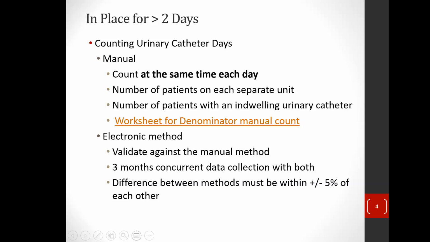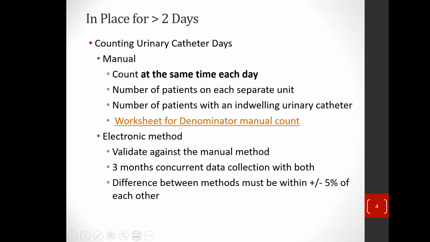If you do it electronically, you need to validate it for 3 months to make sure that your electronic method is actually capturing all your urinary catheter days. And you need to do that for at least 3 months. If you find the difference between your manual method and your electronic method is within 5% of each other, then you can go forward with that electronic method.